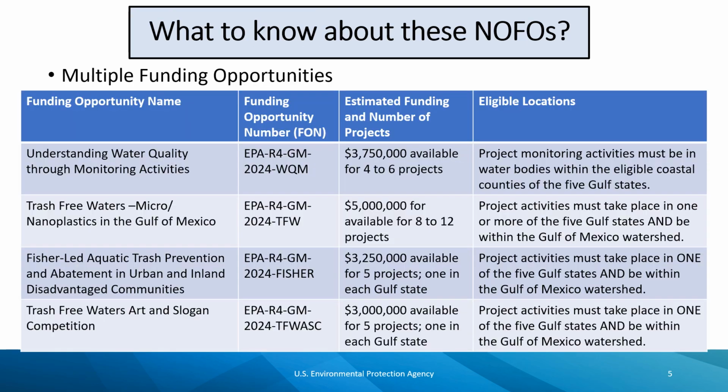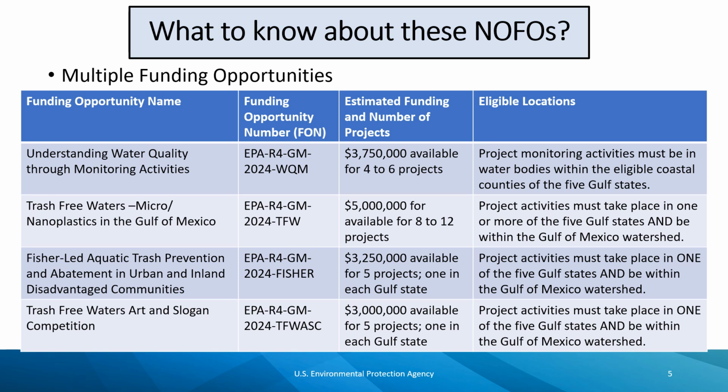So what to know about these NOFOs? There are 4 distinct ones. They each have their own funding opportunity number and requirements. This slide shows a snapshot of the different opportunities. For water quality monitoring activities, there is $3.75 million available for 4 to 6 projects.